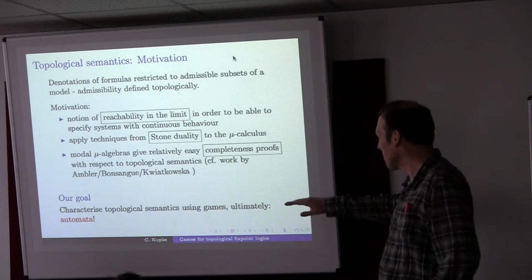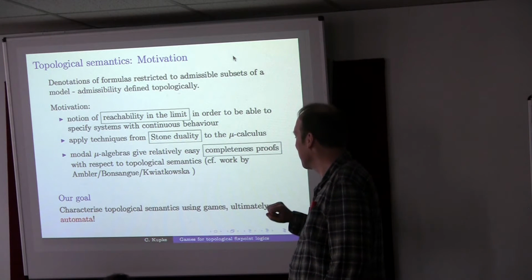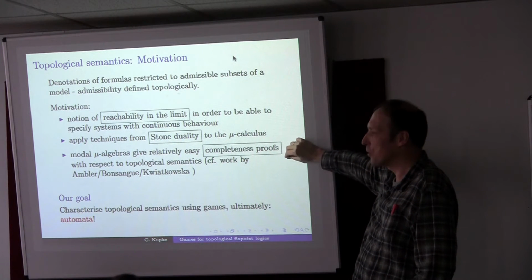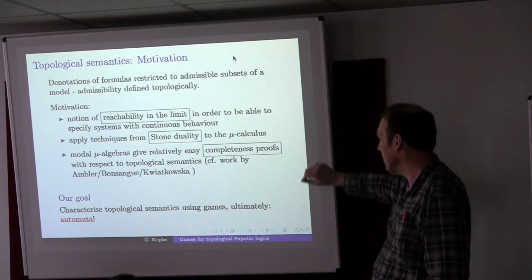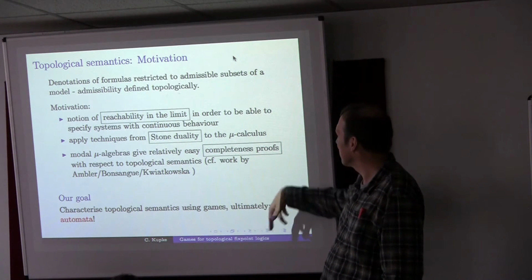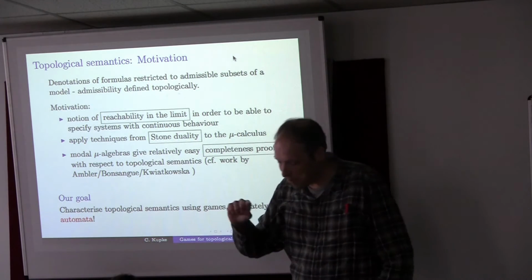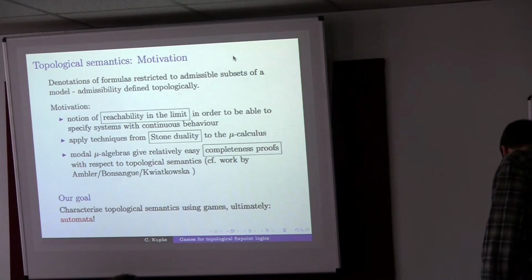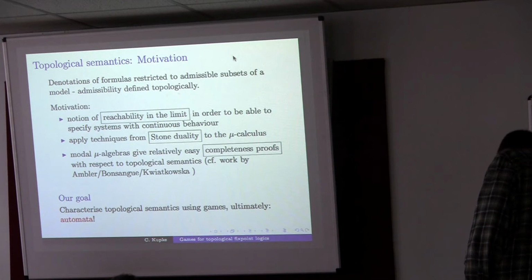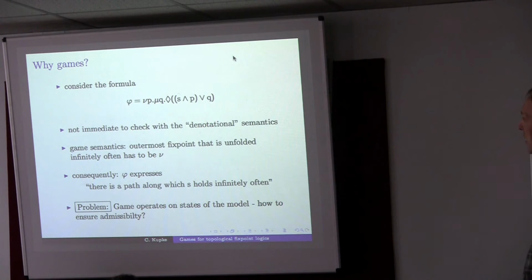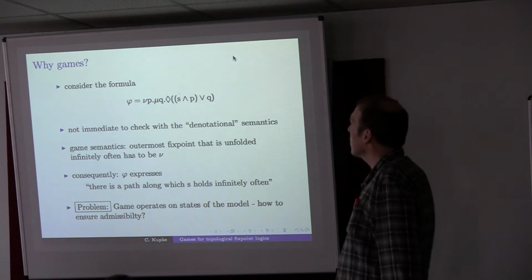Okay, so this is the motivation with semantics. The one thing is reachability in the limit, the other one is completeness proofs via duality. And in this talk, I'm going to talk about how to characterize this semantics, which I'm going to define properly in a second, using games, and ultimately via automata. So why are games important? But just give me one more slide to argue for this.